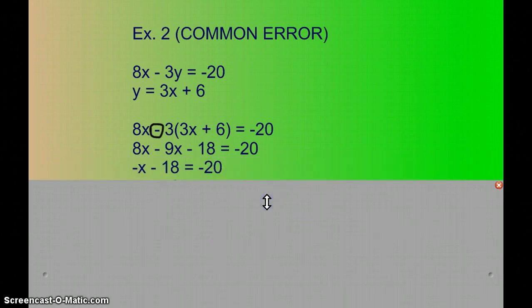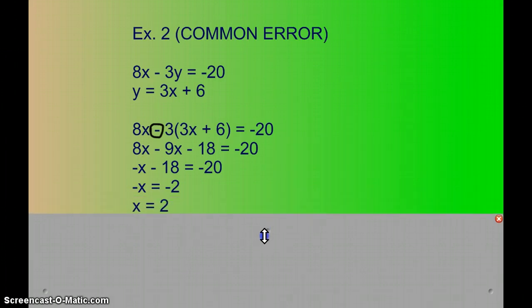I combine my like terms. Negative x minus 18 equals negative 20. I add 18 to both sides, and I divide by negative 1 to get my x value of 2. Once I have x, I am not done. I need to find y.